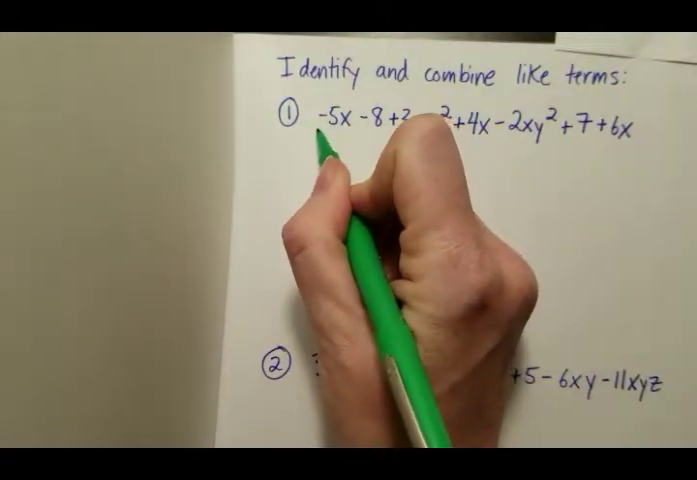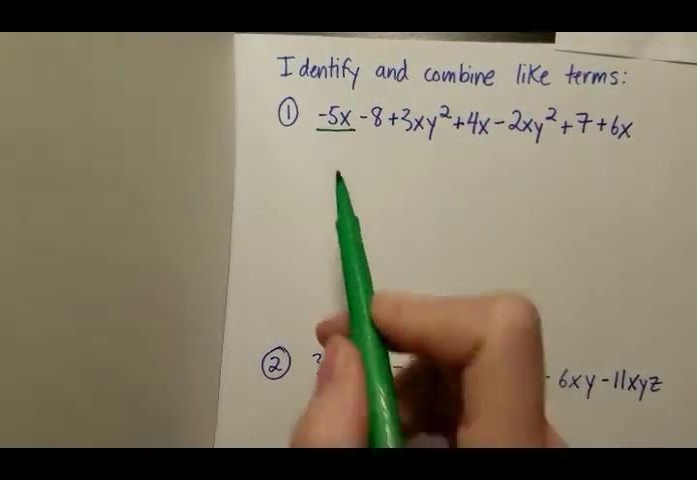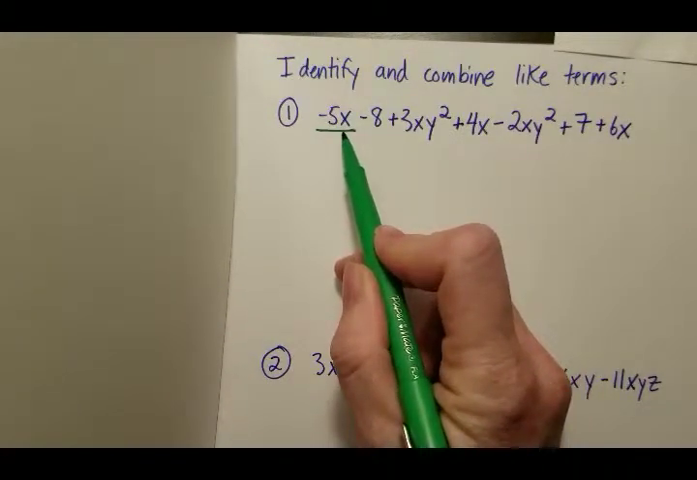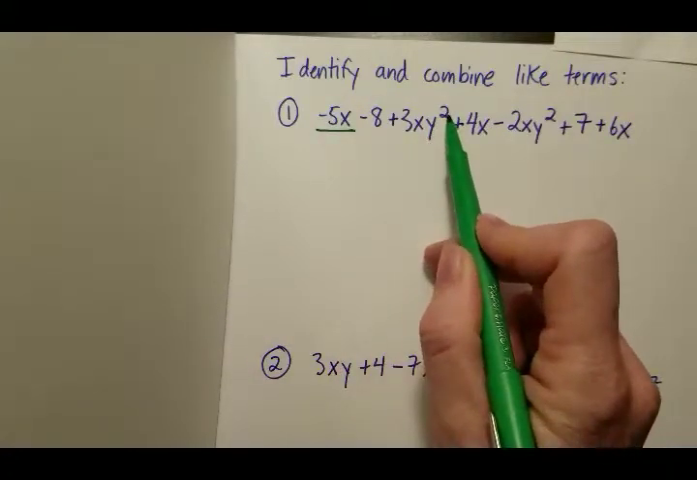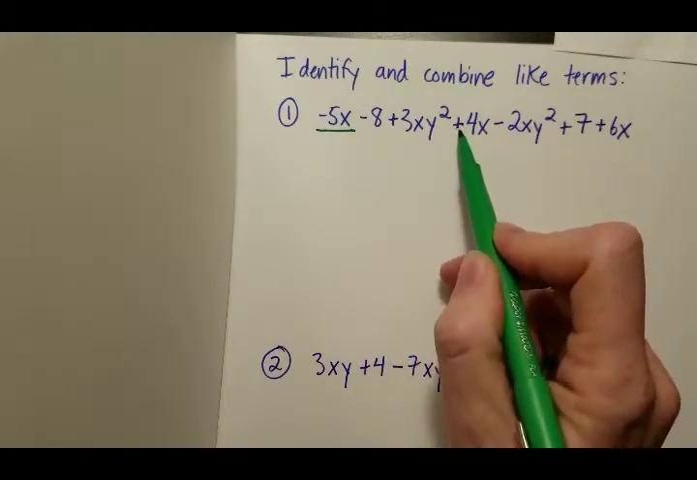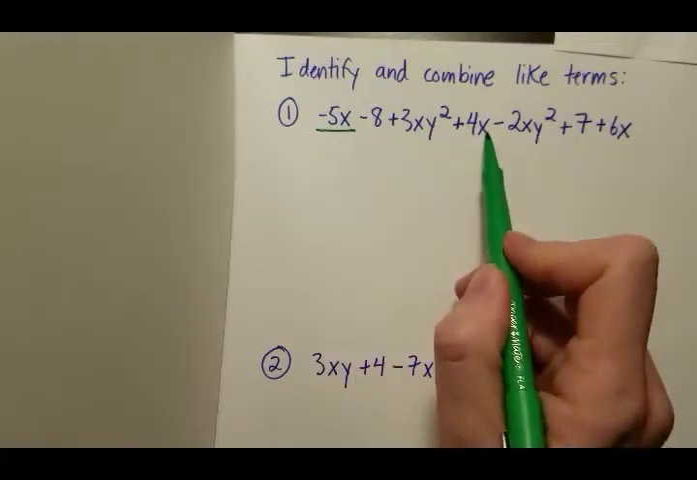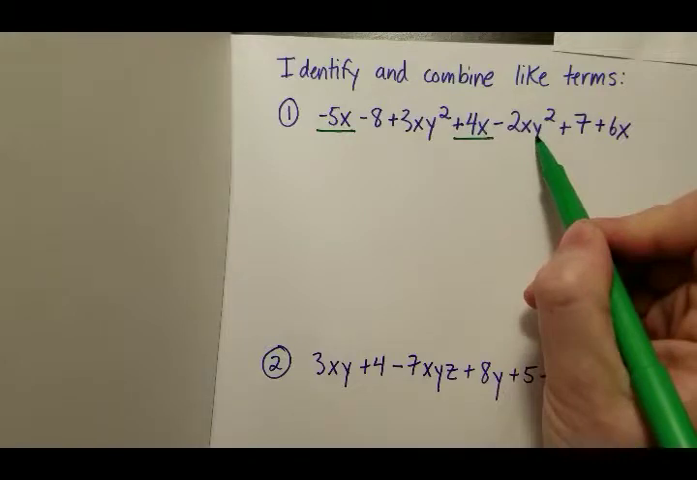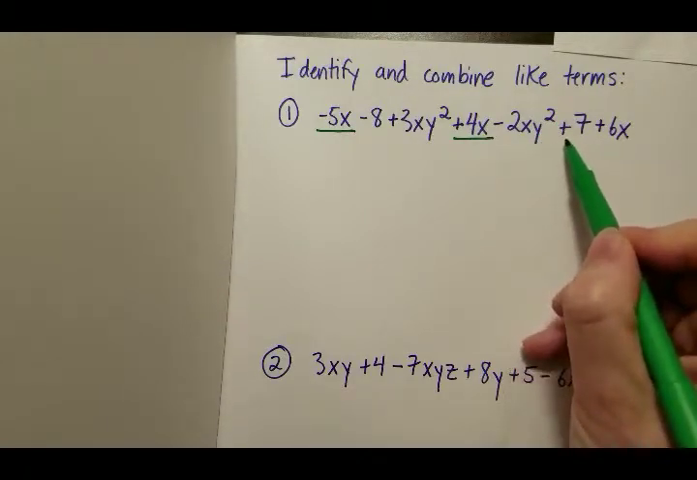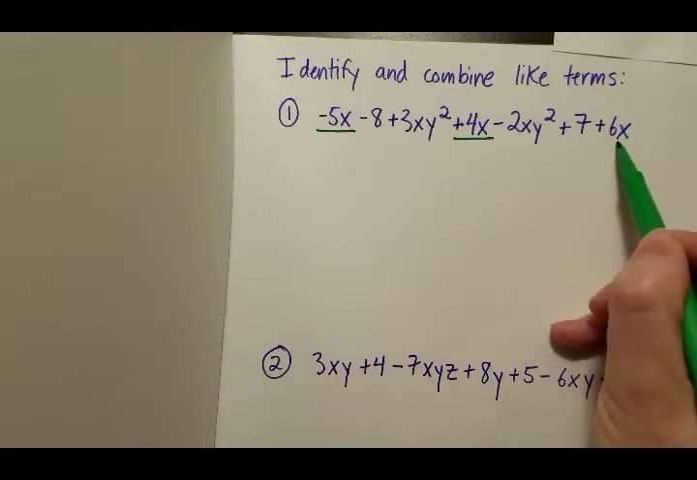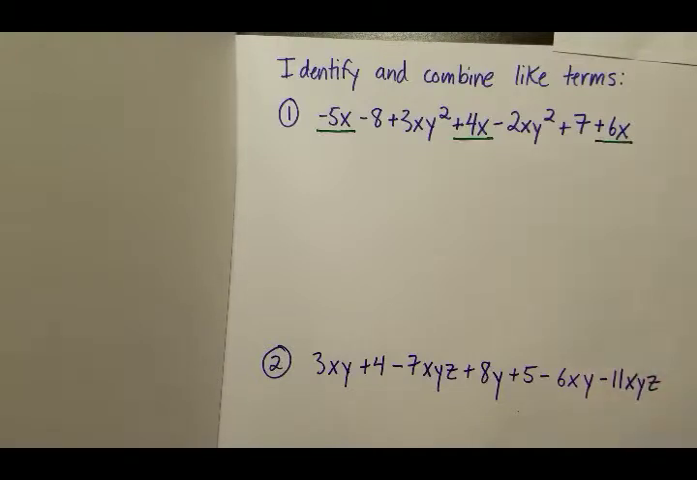Okay, let's see. Start with negative 5x. Let's find all of our like terms. Negative 8 is a constant, so it's not a like term. 3xy squared, well, it's got a y squared. That one didn't, so that's not a like term. Plus 4x, hey, there we go. It has just an x, so that would be a like term. Negative 2xy squared, again, there's a y squared, we don't want that. Plus 7, that's a constant, so it's not a like term. And then plus 6x, and again, it has just an x, so we're good. So those three are like terms.